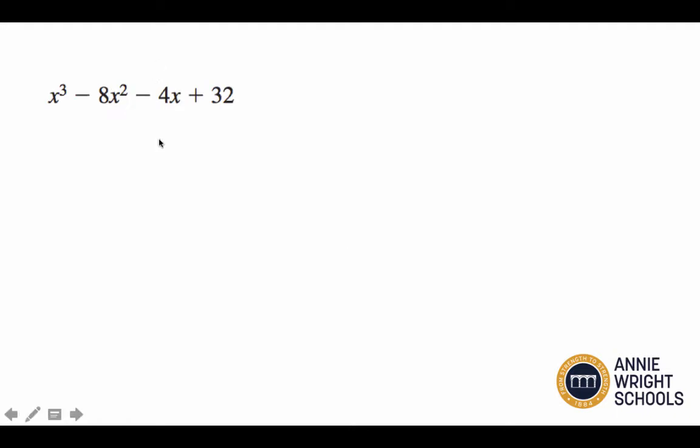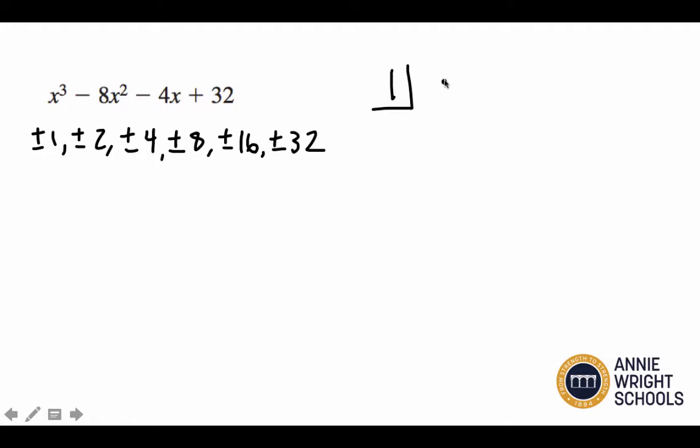What about this one? You might notice the 8, the 4, the 32, but there's no common factor. I've lost my notes here. I thought I had them with me, so here we go. It's plus or minus 1, plus or minus 2, plus or minus 4, plus or minus 8, plus or minus 16, plus or minus 32. So those are my guesses. I always start with 1 and negative 1 because they're the easiest to check.